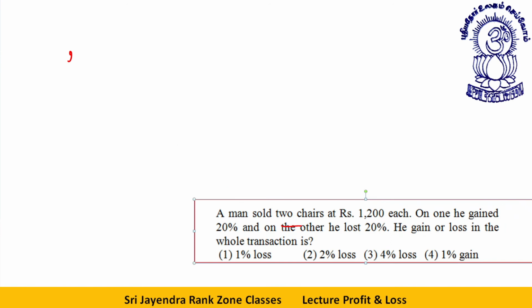Yeah, now this has changed. A man sold two chairs, 1200 each. On one, he gained 20%. On the other, he lost 20%. Did he gain or lose? 4% loss. We have done numerous questions of this type, and I'm sure you must be thorough with all these. Okay. Should I proceed with the next one?